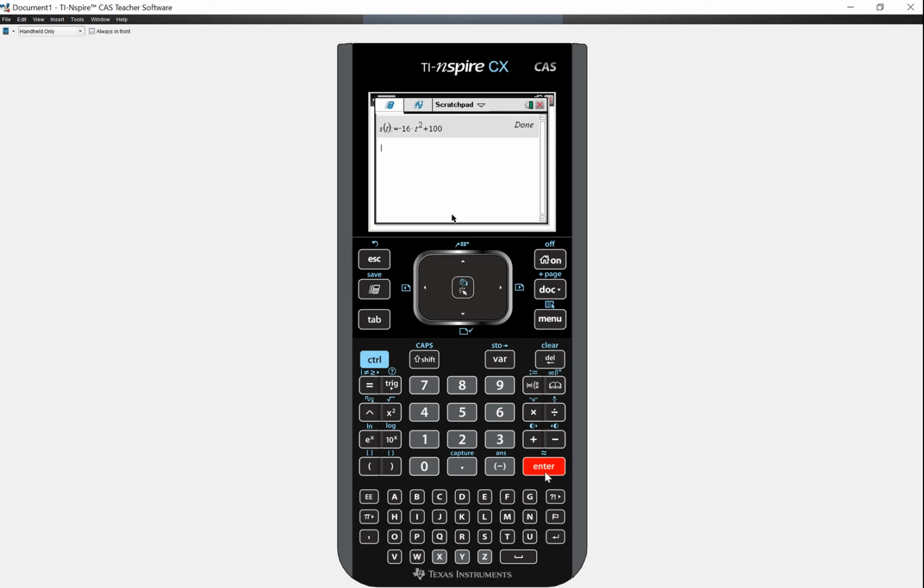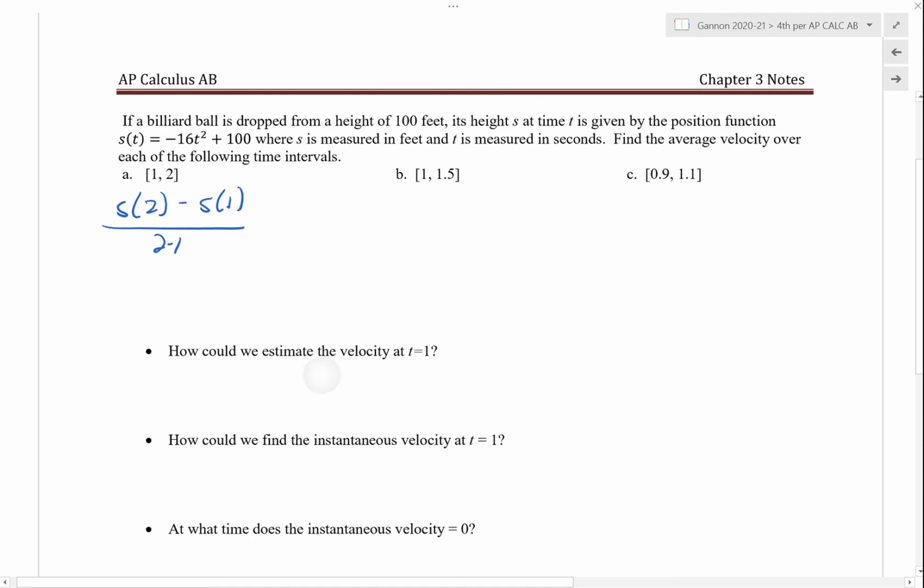Once it does that, if I want to calculate the value of this function at any given time, such as 2 and 1, I can go s parentheses 2, enter, and get an answer. S parentheses 1, enter, and get my answer. So it becomes much faster to come up with those. So if we go back to the notes, we're going to have 36 minus 84 in the numerator, and then 2 minus 1 is 1. If we simplify that down, we get negative 48.